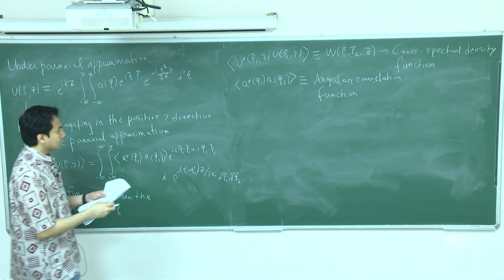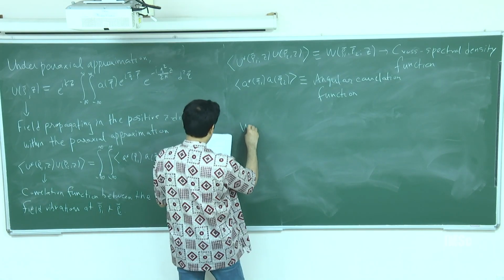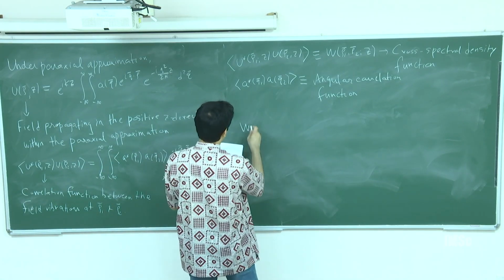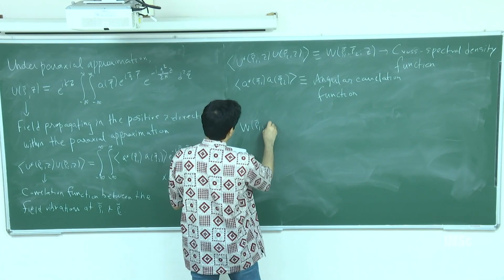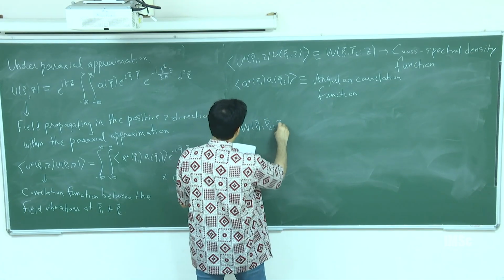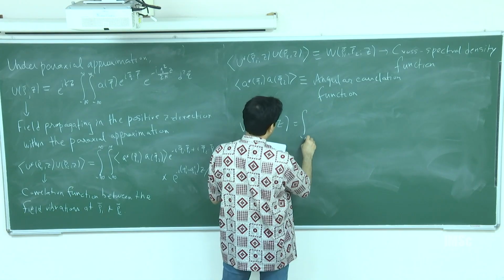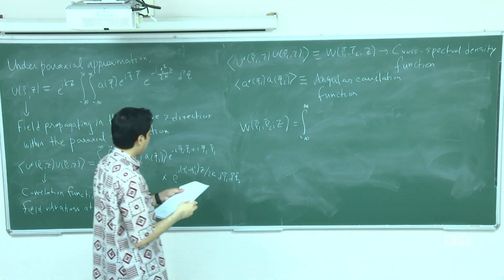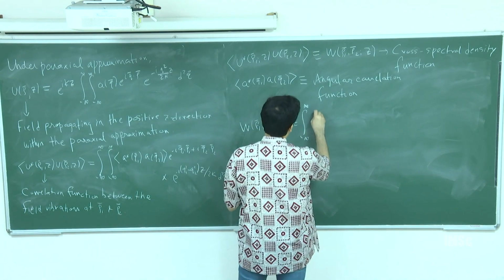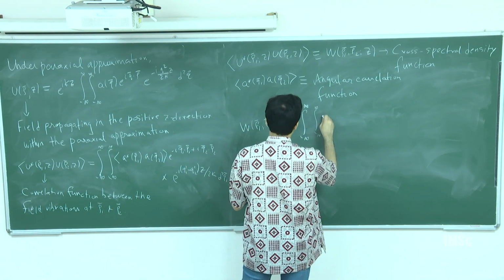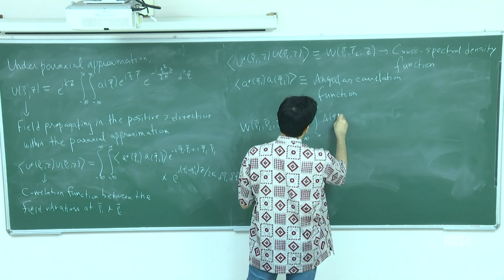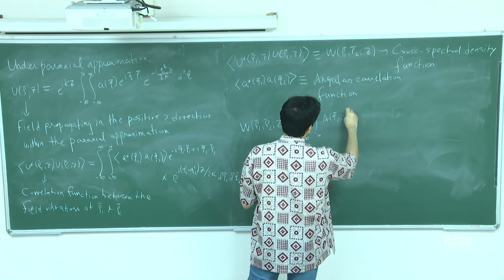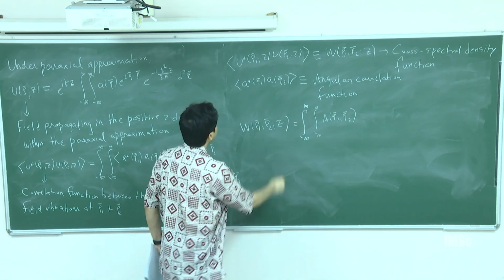So once again, can be written as capital A of Q1, Q2. This capital A of Q1, Q2 is basically this one.